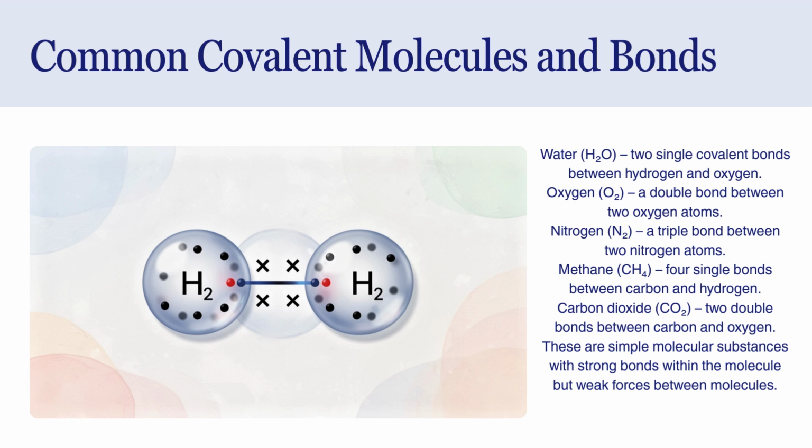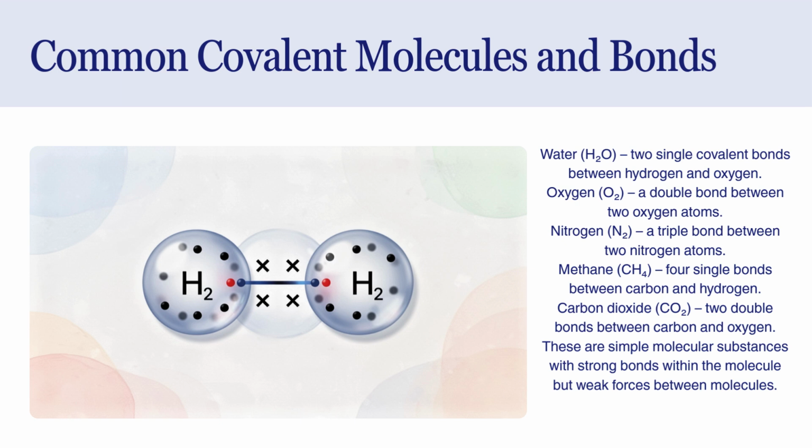Next, if we talk about O2, each oxygen atom needs 2 electrons to complete its outer shell, because remember it's in group 6, that means 6 electrons in the outer shell, so it needs 2. So they share 2 pairs of electrons, and this gives us a double bond. Same with N2, nitrogen gas. It's even stronger actually, because each nitrogen needs 3 electrons, so it's a triple bond, very strong, very stable. Some more examples are things like methane and carbon dioxide.